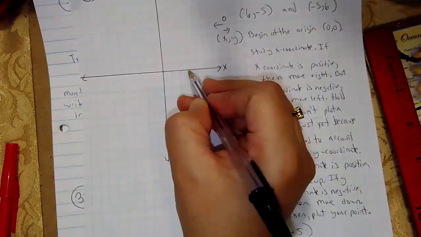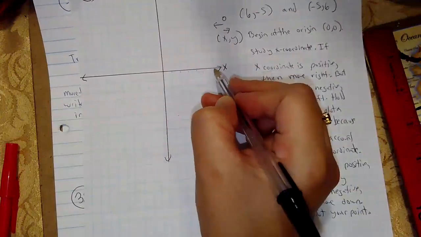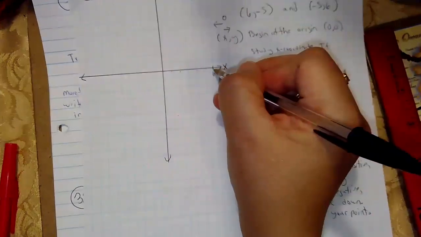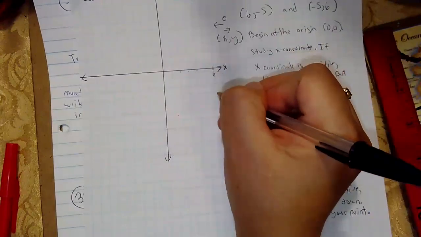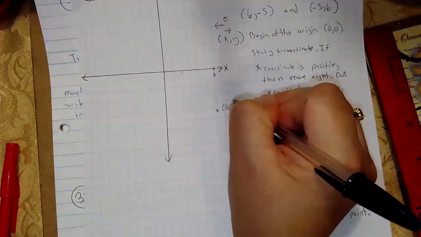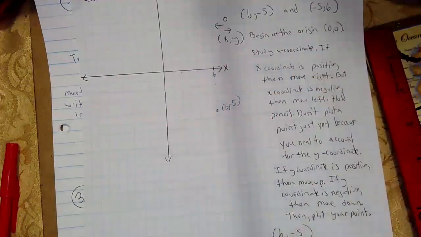1, 2, 3, 4, 5, 6. You see that? 6, hold it, and I'm going to go down. Negative 1, negative 2, negative 3, negative 4, negative 5. So that's the point 6, negative 5.